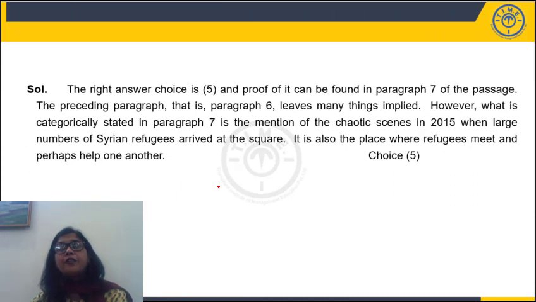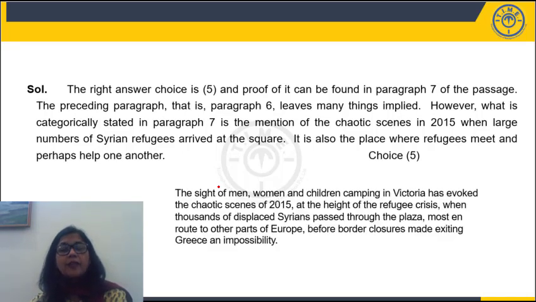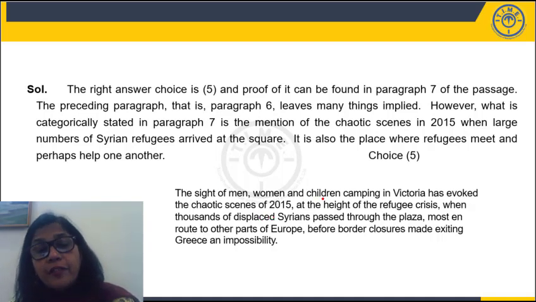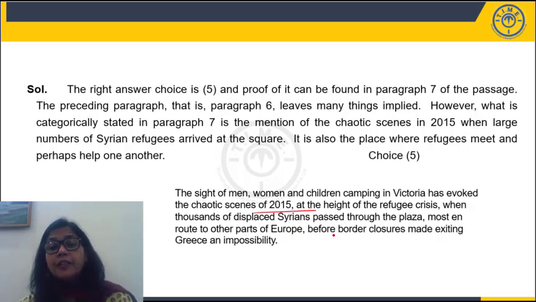Here is the explanation for you. So there is no inference to be drawn here, no assumption. This point is directly stated in the passage. The sight of men, women and children camping in Victoria has evoked the chaotic scenes of 2015, when thousands of displaced Syrians passed through the plaza, most en route to other parts of Europe, before the border closures made exiting Greece an impossibility. Then they had to stay on there and make their life there.